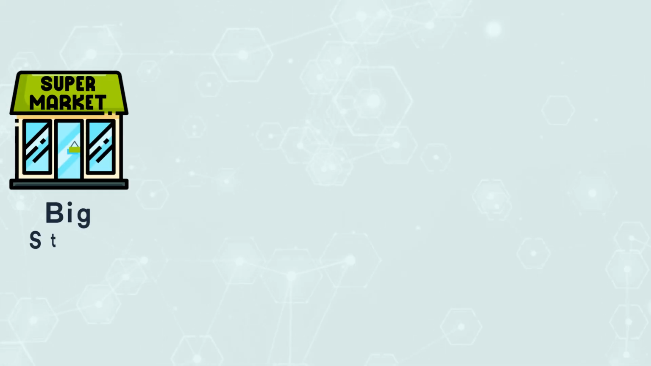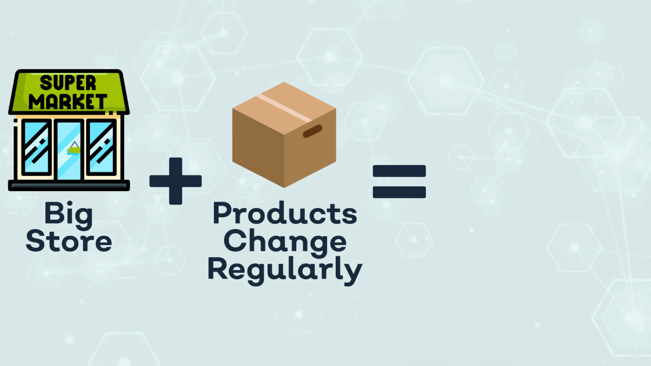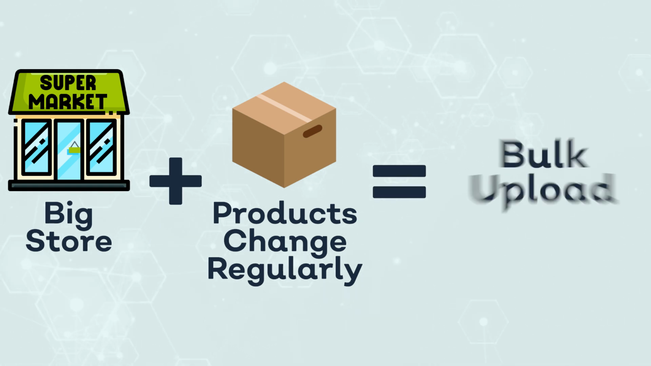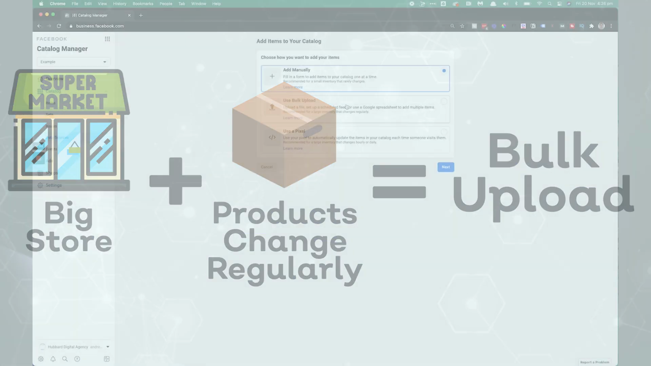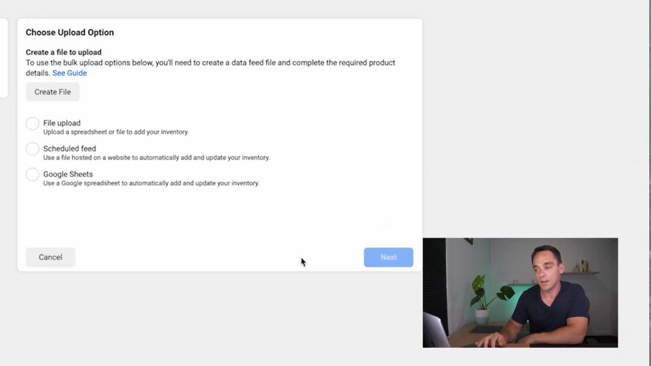But if you've got a larger store and lots of products and they change regularly, like go in and out of stock and you bring in new products and you get rid of some products, then you'll want to use the bulk upload option. So we can click that and then click Next. Now you want to create a file. So we can upload a file, schedule a feed, or use Google Sheets.